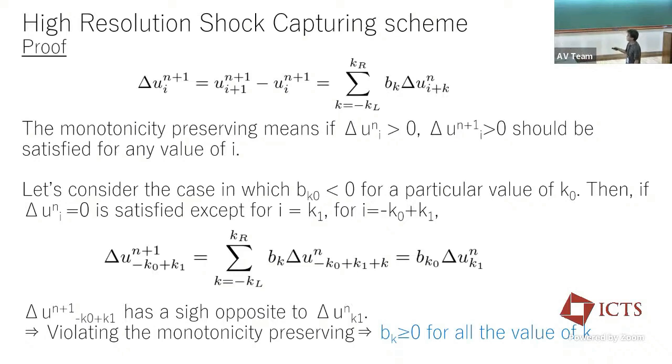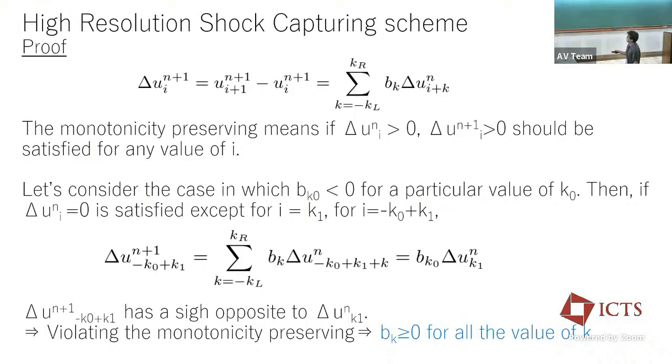This is monotonicity preserving. Let's consider the case in which some value of b_k0 is negative for a particular value of k0. Then, if delta u_i^n = 0 is satisfied except for a certain value of k1, by plugging in the case i = -k0 + k1 into this equation, you can easily calculate that the only remaining term is b_k0 times delta u_k1^n, right?